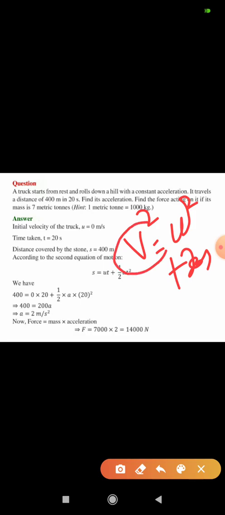Now after this, they are saying distance 400 meter covered in 20 seconds, meaning t is already given as 20 seconds. Both t is equal to 20 seconds and distance s is equal to 400 meters. Now we have to find the value of acceleration. If the values of v and u are known, v square is equal to u square plus 2as we can use, but here we do not have the value of v.